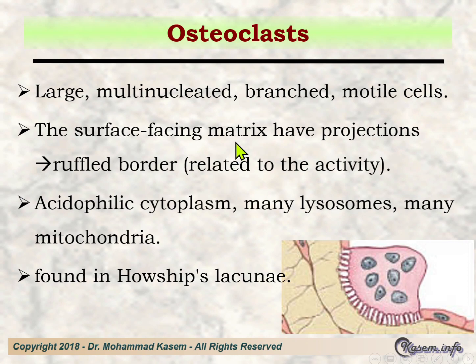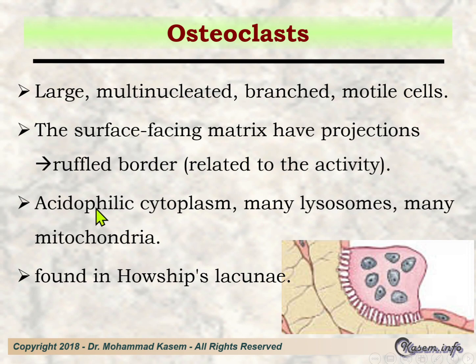They are usually found in what is called Howship's lacunae, a special confined space in the endosteum of bone. The endosteum is the inner surface of bones facing the bone marrow. We can find the osteoclast residing there in the Howship's lacunae.